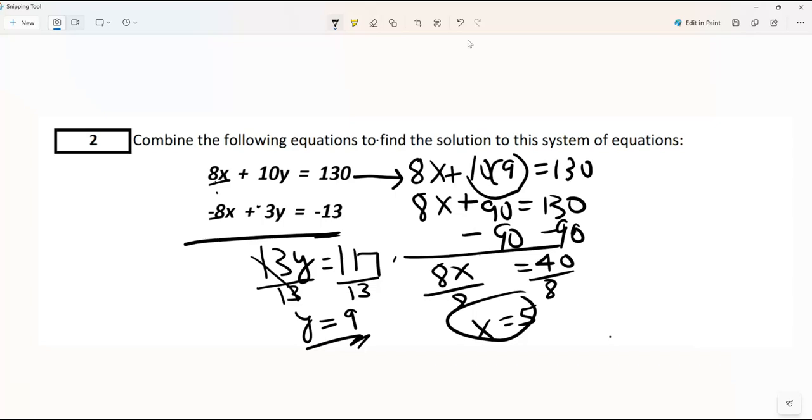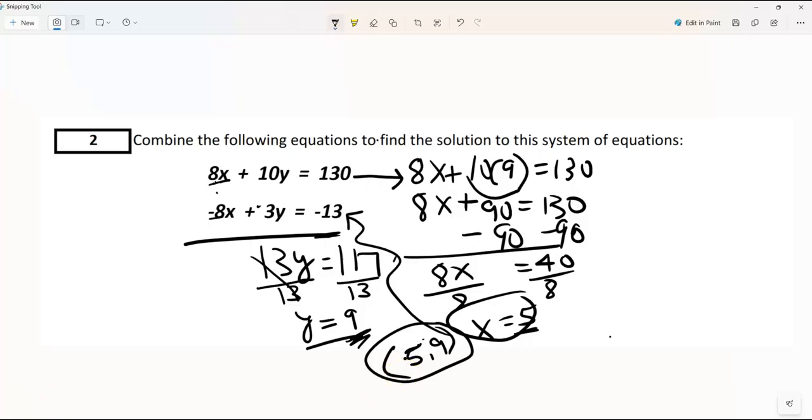So now we know that we have 5, 9, because this is our 5 for the x, and this is our 9, so we know that's a solution. Remember, you also need to make sure to try it in the other equation to make sure it's correct. So what would that be? That would be negative 40 if I plugged it in there, plus 27, so that would be negative 13.